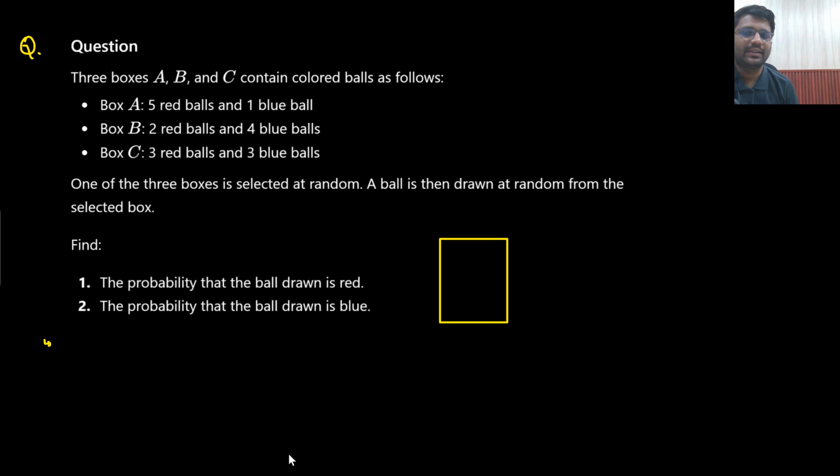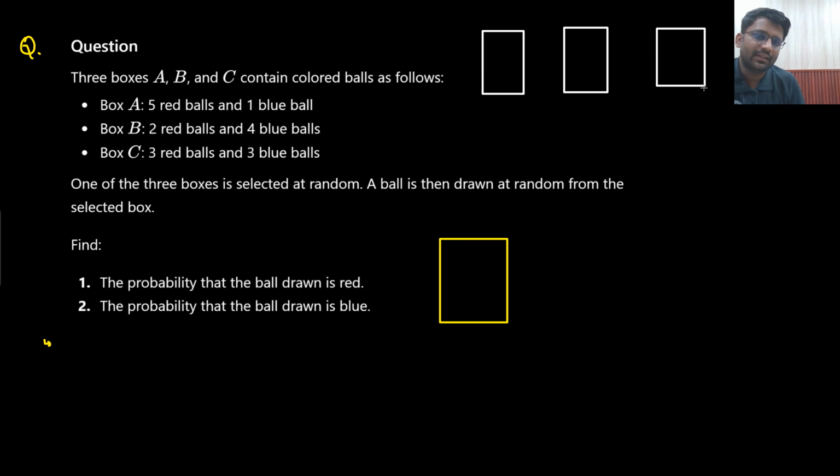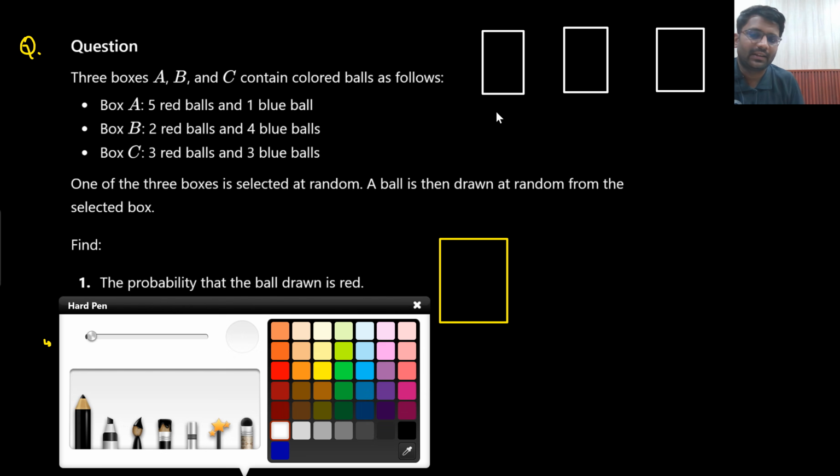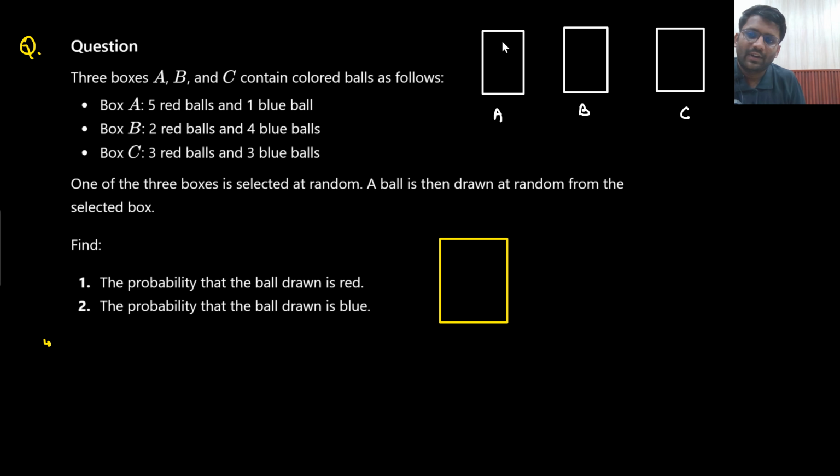Let's just say this question is coming, that there are 3 boxes A, B and C. In box A there are 5 red balls, 1 blue ball. In box B there are 2 red balls, 4 blue balls. And in box C there are 3 red balls and 3 blue balls. You are selecting one of the boxes at random, and a ball is then drawn at random from the selected box. Find the probability that the ball is red.